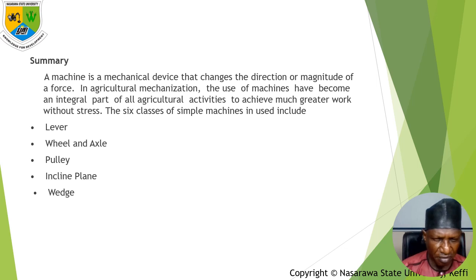Summary: a machine is a mechanical device that changes the direction or magnitude of your force. In agricultural mechanization, the use of machines has become an integral part of all agricultural activities to achieve much greater work without stress. The six classes of simple machines in use include the lever, wheel and axle, pulley, inclined plane, screw, and wedge.